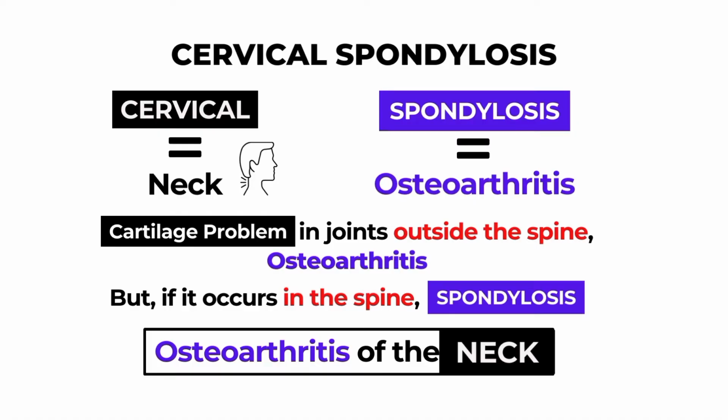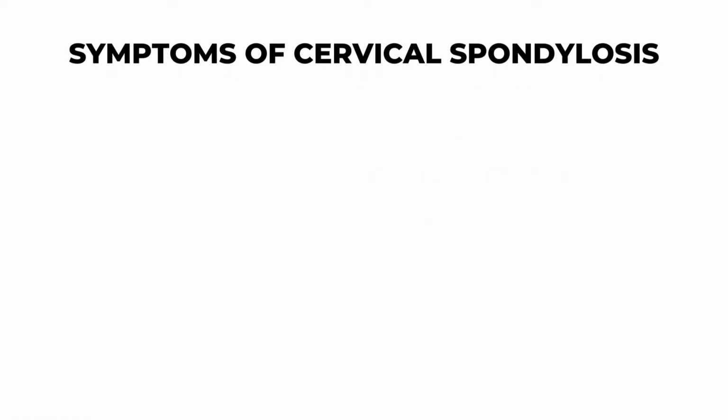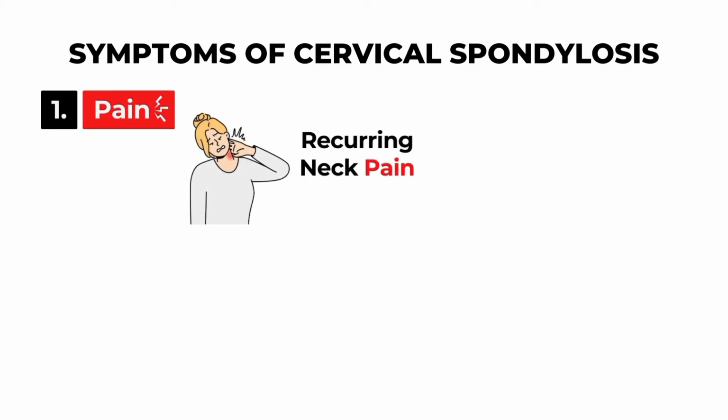Now, having cleared that, what are the very common manifestations? What are the symptoms, the clinical features that could occur in a patient that has cervical spondylosis? Number one, pain. A patient presents to you or you are having recurring neck pain. There is another video where I've talked about the causes of neck pain. I'm going to put it up in the link, but it's very important that you are assessed to determine whether you have possibly cervical spondylosis.